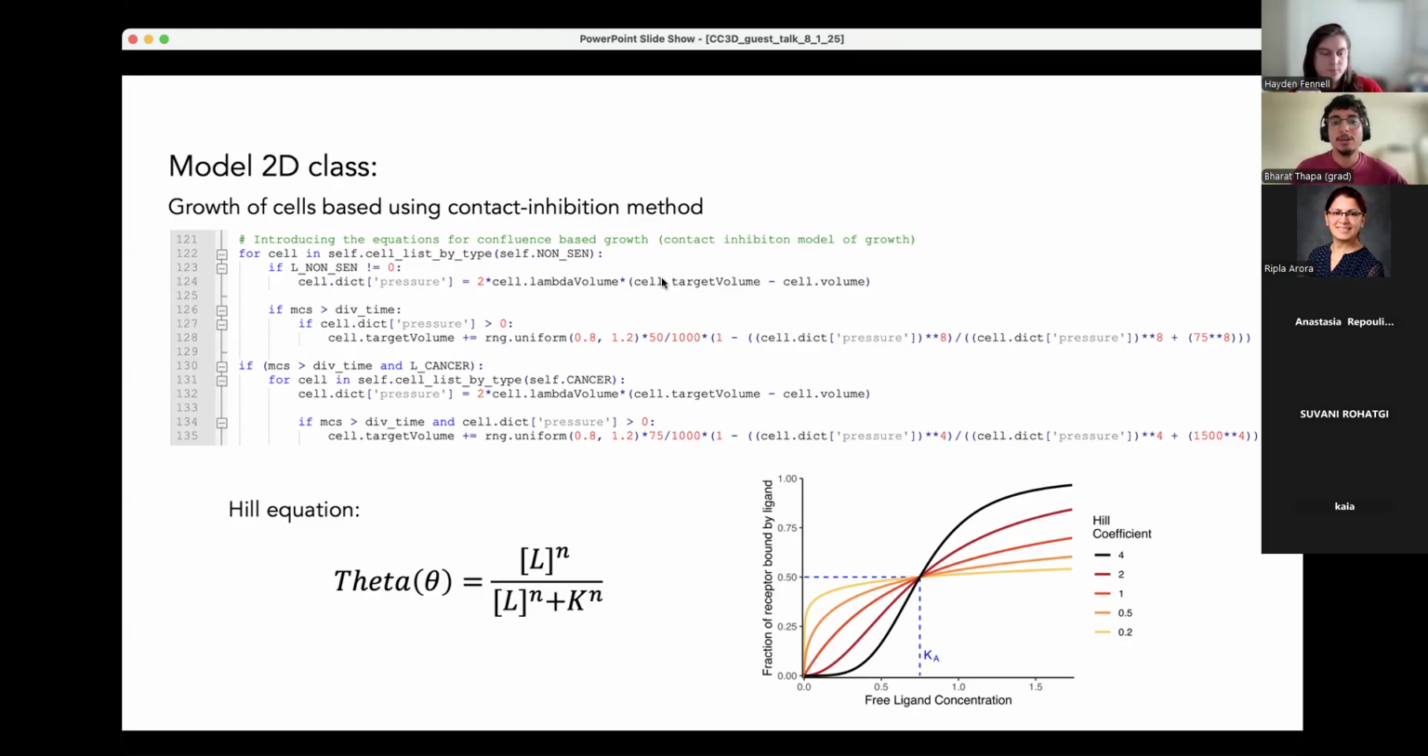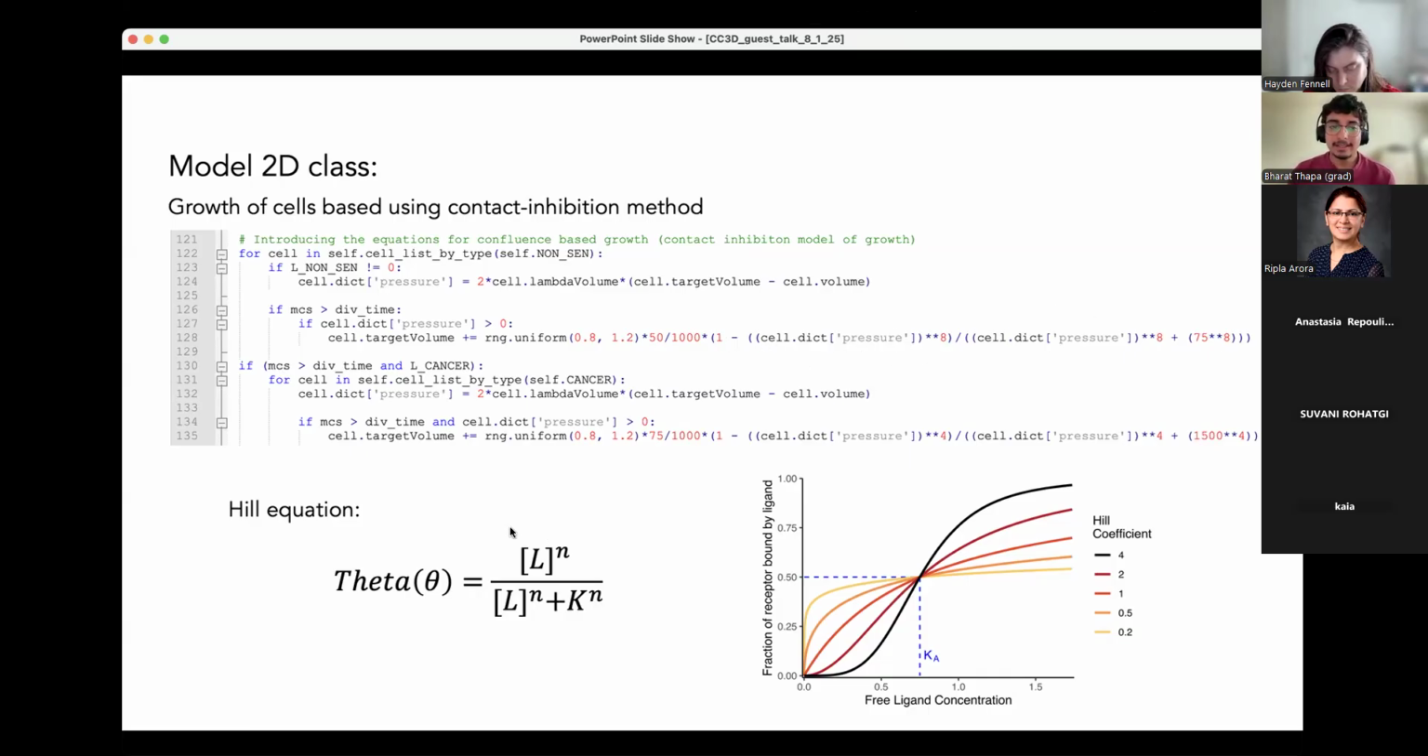You're just checking how much a cell is deviating from its target volume, which, given how compressible they are, gives you a proxy for the pressure the cell is experiencing. Then I'm again using a mean around 1, and I have this factor 50 by 1,000 and 75 by 1,000 for cancer cells, because cancer cells grow faster. If you just look at the division time of a cancer cell, it's a 2 to 3 ratio. And then I have this factor 1 minus something. I'm just going to call it x right now.